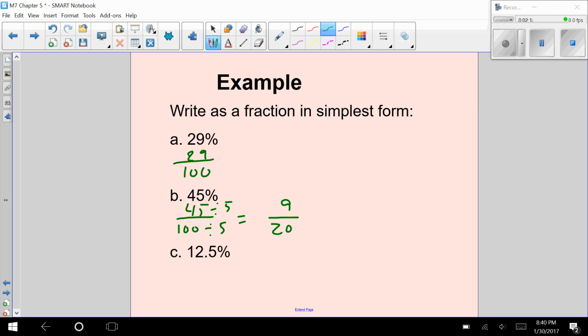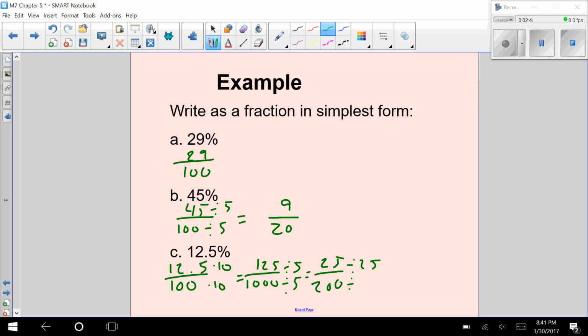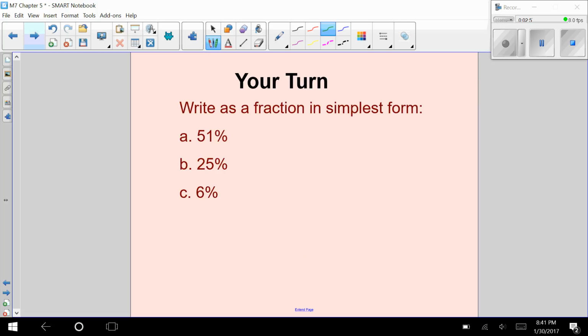Now the decimals are where it gets tricky, because we write 12.5 over 100, but we can't have a decimal within our fraction. So we need to multiply by 10 to get rid of that decimal. So I get 125 over 1,000 now. Now I can simplify. I know that 5 goes into both of these. So that makes 25 over 200. Oh, that can simplify more. So divide them both by 25, and I get 1 over 8. So 12.5% is 1/8. Try these 3 on your own.